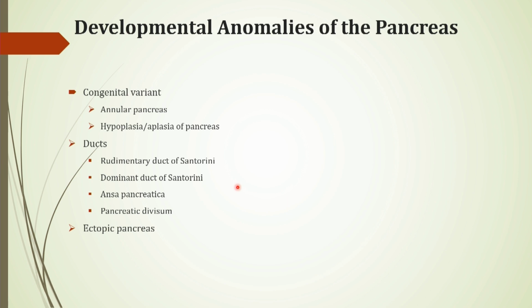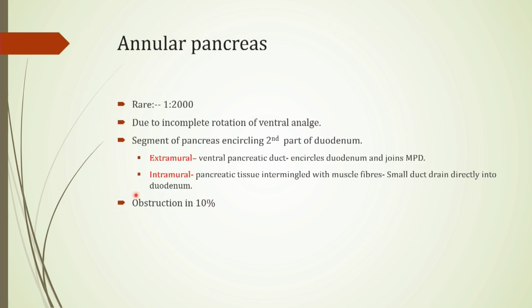Anomalies of the pancreas include congenital variants including annular pancreas, or hypoplasia or aplasia of the pancreas. Ductal variants include rudimentary duct of Santorini, dominant duct of Santorini, ansa pancreatica, pancreas divisum, and ectopic pancreas. Annular pancreas is very rare. It is due to incomplete rotation of the ventral anlage, and it could be extramural or intramural. When it's extramural, the ventral pancreatic duct encircles the duodenum and joins with the MPD, and in intramural cases, pancreatic tissue is intermingled with the muscle fibers and drains through a smaller duct directly into the duodenum.